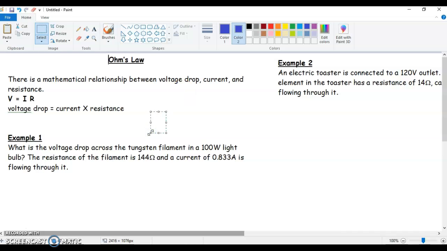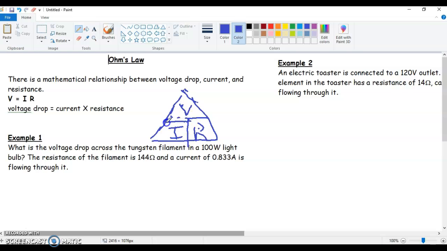What you might want to do is take your formula and rewrite it in a triangle. And I have a makeshift stylus here. It's only kind of sort of working. All right, so V is going to go on the top, and then I and R underneath.